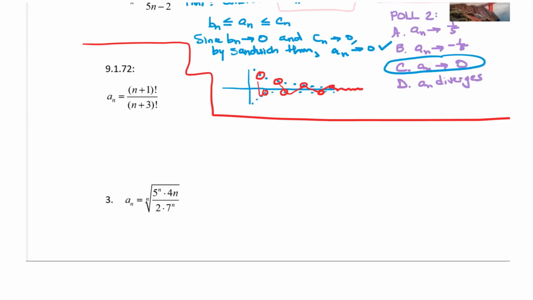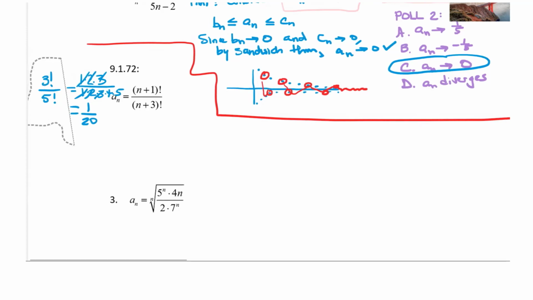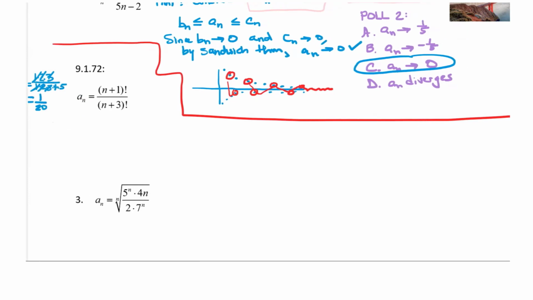So what I mean by that is, for example, if I asked you to simplify 3 factorial divided by 5 factorial, if you think about this as 1 times 2 times 3 over 1 times 2 times 3 times 4 times 5, then you can see that the 1s, 2s, and 3s cancel out, and you're just left with 1 over 4 times 5, or 1/20th. But most of the time when we do that in this class, not always, but most of the time, it's going to be with variables.